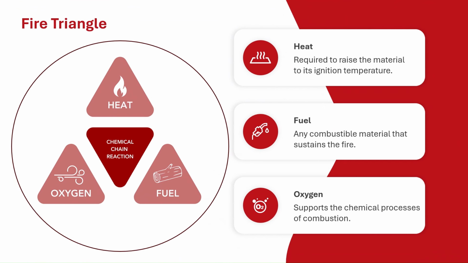Fire triangle. Take a look at this image. What do you see? This is the fire triangle. It shows the three things needed for a fire. Heat, which raises the material to its burning point. Fuel, any material that can burn. Oxygen, which supports the burning process. All three must be present for a fire to start and continue. Remove any one and you prevent or extinguish the fire. Understanding this helps us with fire extinguishing.